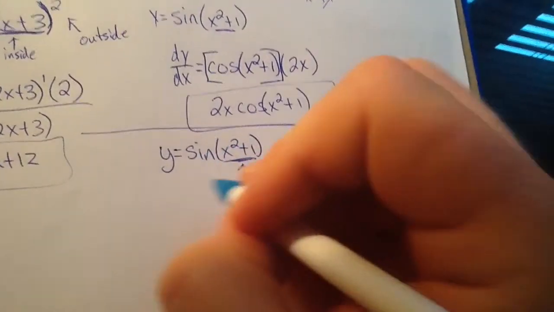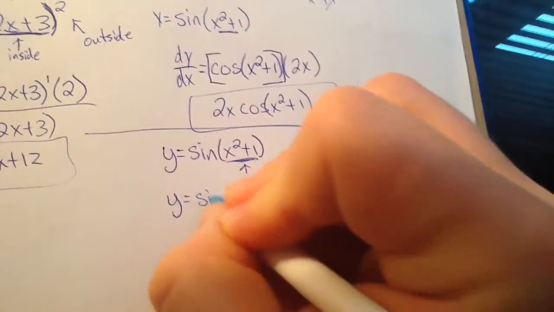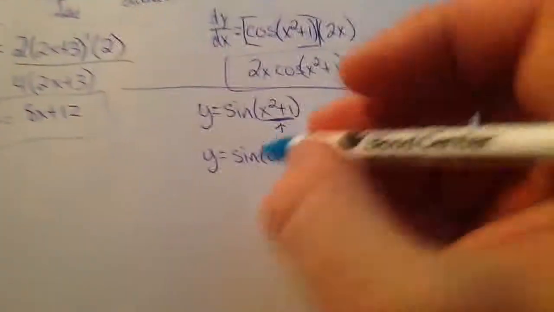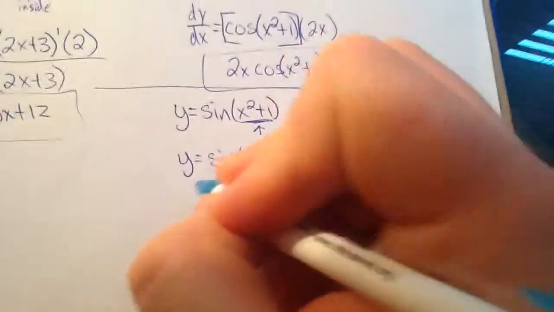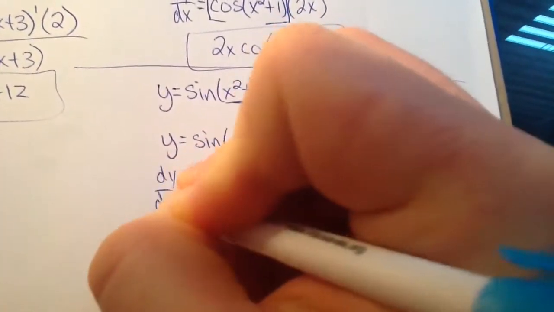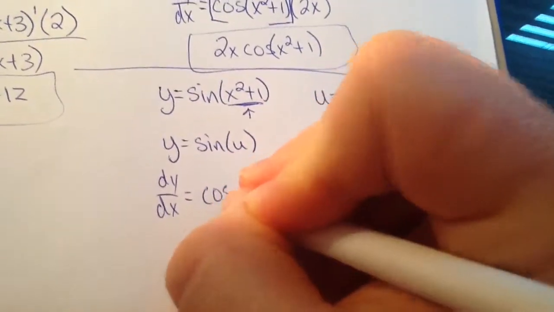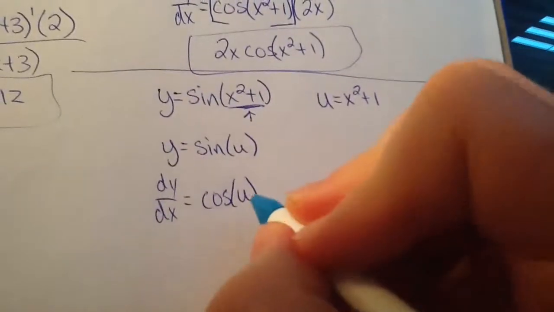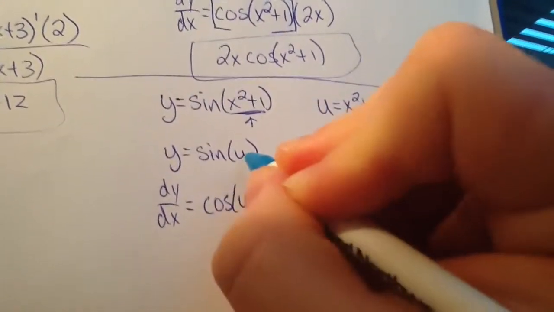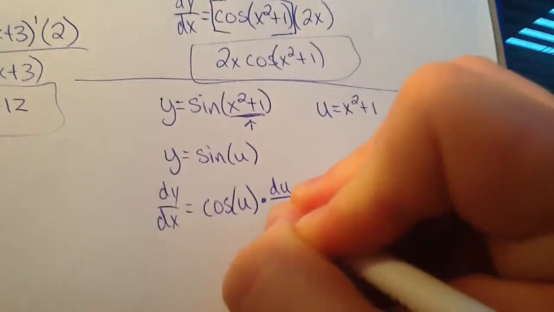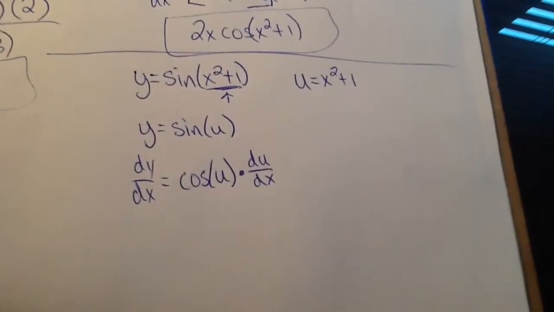So then I could rewrite this as just the sine of u. Well, now to do the derivative of this, it's still chain rule. The derivative of sine of u would just be the cosine of u. But then chain rule tells us now we have to multiply by the derivative of the inside. So we have to multiply by the derivative of u with respect to x. That's how you would write that.